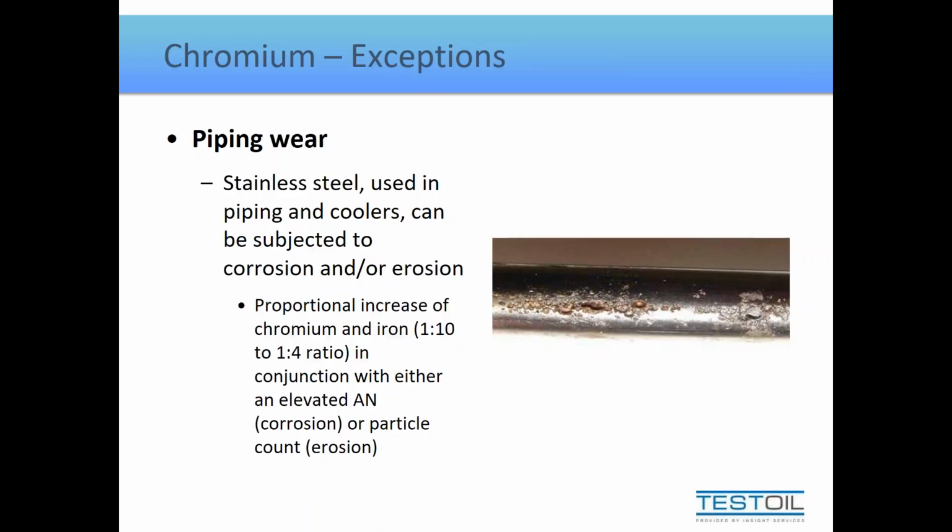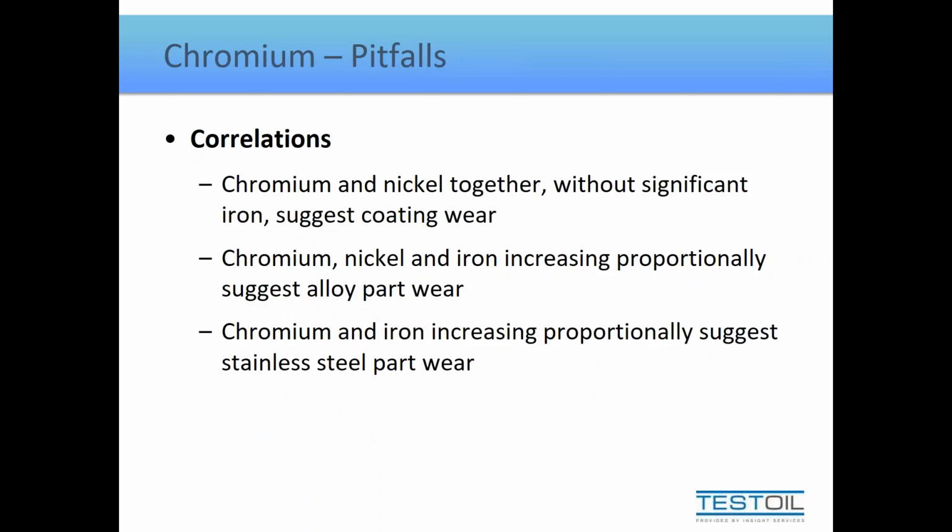So the pitfalls with chromium remain very much the same as the ones for nickel. Right? Always looking for the correlations. As we already said, the chromium and nickel together, probably just coating. When we see chromium, nickel, and iron, that's what suggests it's an alloy. If it's just chromium and iron, there is no nickel, then that suggests it's probably stainless steel, a different alloy.